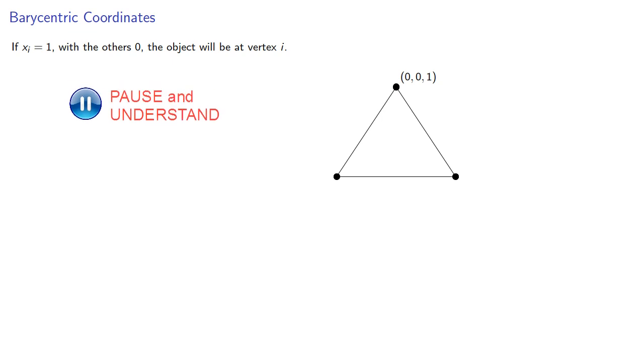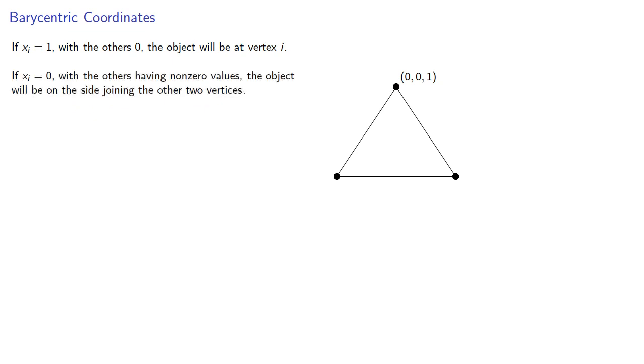The key things about the barycentric coordinates are the following. If any component is 1, with the others 0, then the object will be at the corresponding vertex. That's what happened in the case where our coordinates were (0, 0, 1). And if one component is 0, with the others having non-zero values, the object will be on the side joining the other two vertices. And that's what happened when our coordinates were (1/3, 2/3, 0).